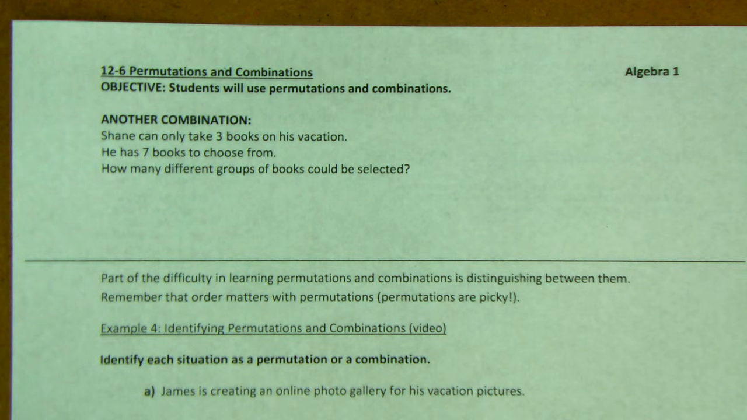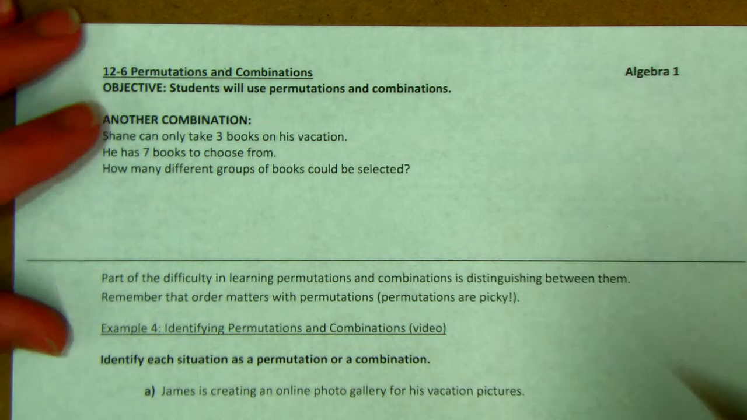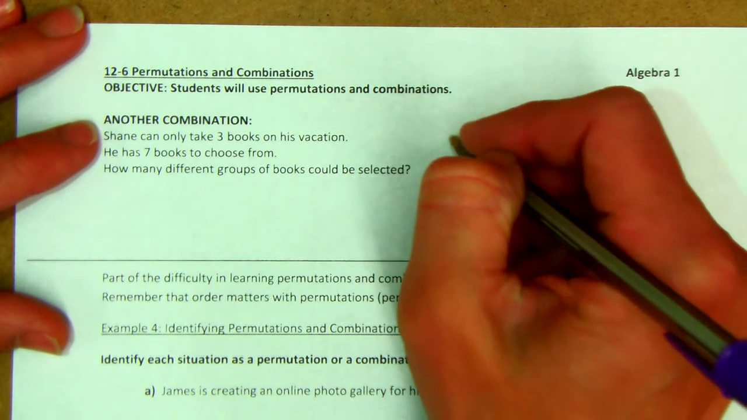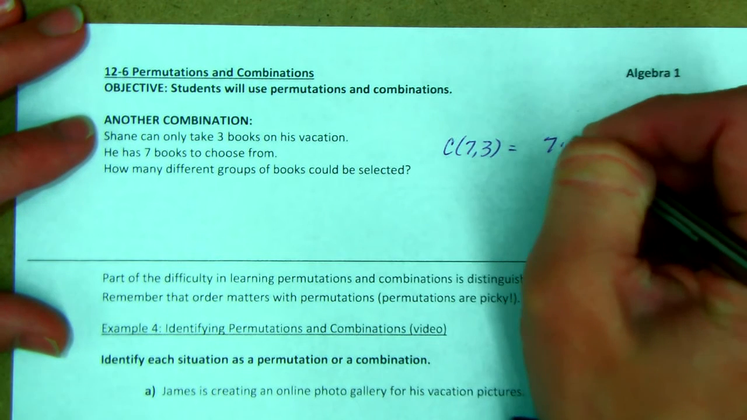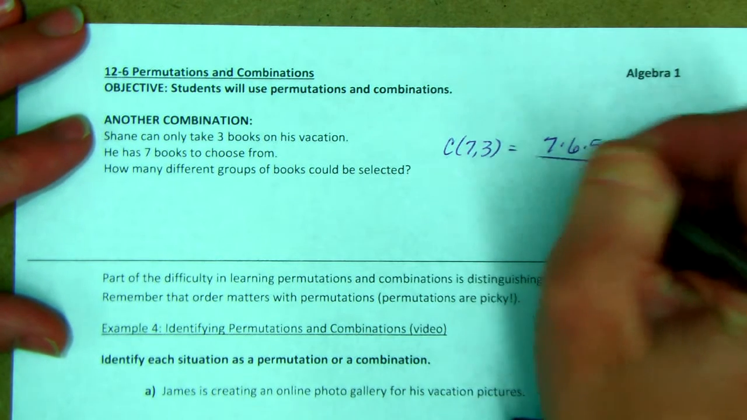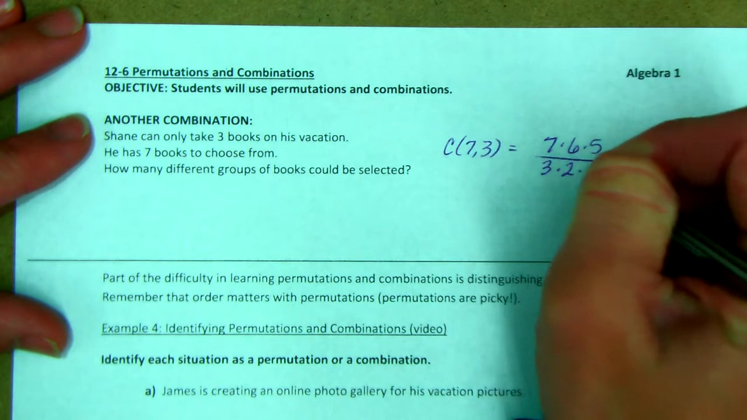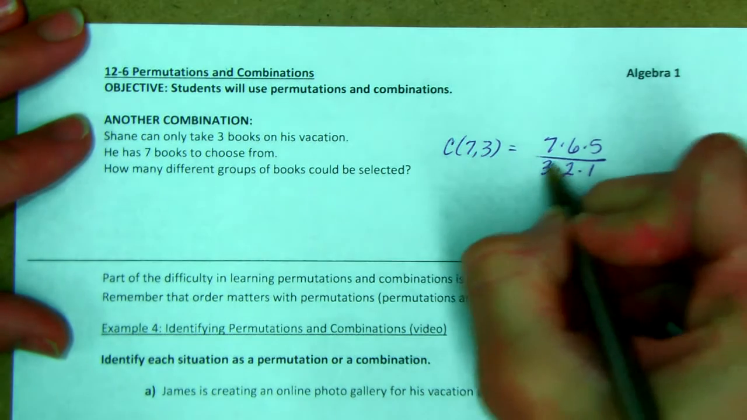So in this example, Shane only can take 3 books on his vacation. He has 7 books to choose from. That is a combination. It doesn't matter how I combine those 3 books. It's the same 3 books. So I'm just going to do a shorthand. Combination of 7, 3 at a time gives me 7, 6, 5 divided by how many ways I can arrange 3 items, and 3 times 2 is 6. So 7 times 5 is 35 combinations. Okay?